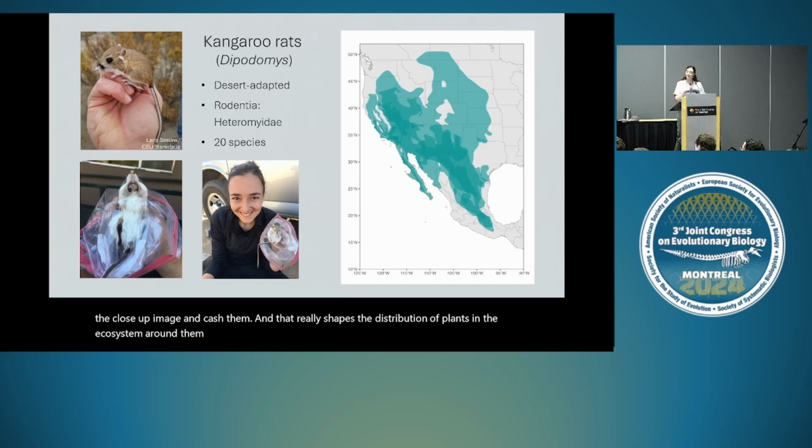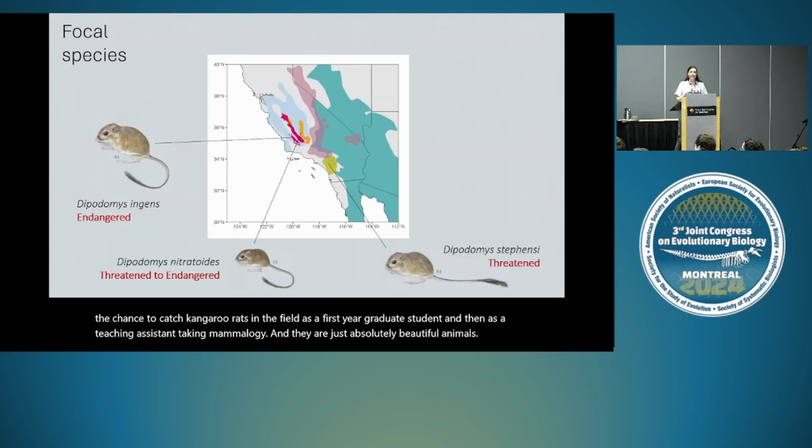And this project is entirely museum specimen-based, but I have had the chance to catch kangaroo rats in the field as a first-year graduate student and then as a teaching assistant taking mammalogy, and they are just absolutely beautiful animals. Okay, so now I'm going to tell you about the 6 species that I focus on, and that I'll use for the rest of this talk.